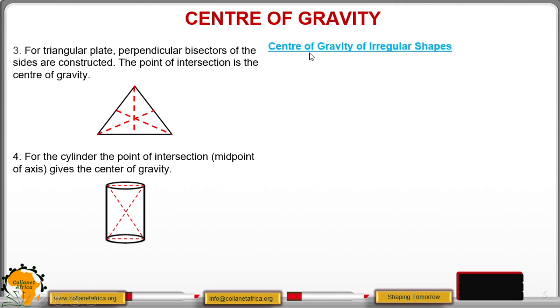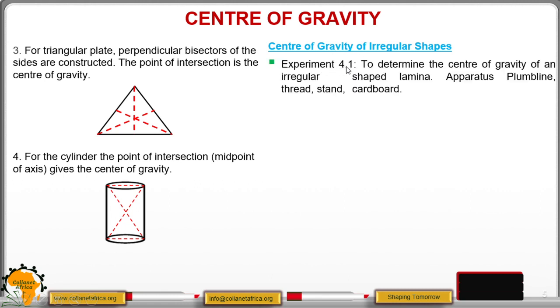Then we move on to the center of gravity of irregular shapes, and we cannot use the method of construction to determine the center of gravity of irregular shapes. This is because the weight in these objects is not uniform. Therefore, it does not act at the geometrical center.